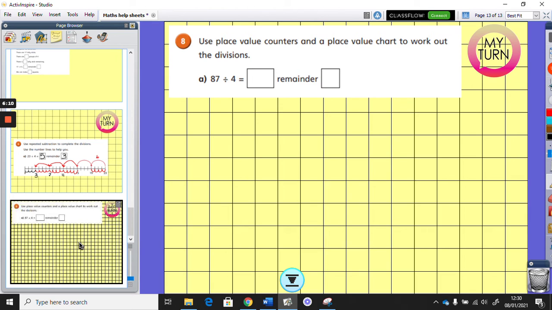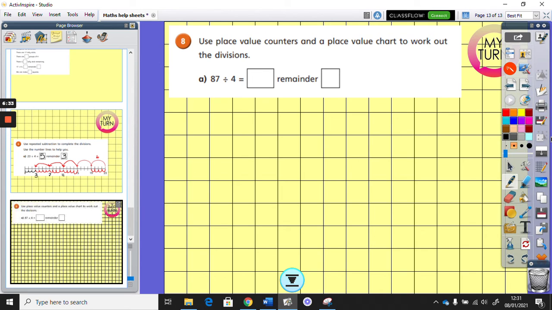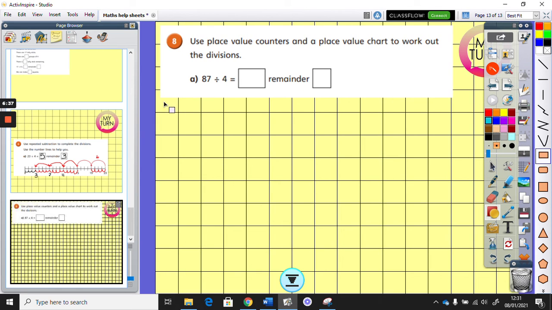What we need to do, I've just done the first one for you, but there's actually 3 for you to be doing on question 8. 87 divided by 4. It doesn't give you any helpers or any lines to help you. So that means you can use a piece of paper or you can write on the sheet or whatever you like to work it out yourself. What I think I'm going to do is a place value chart, but you don't have to, you can do a number line.